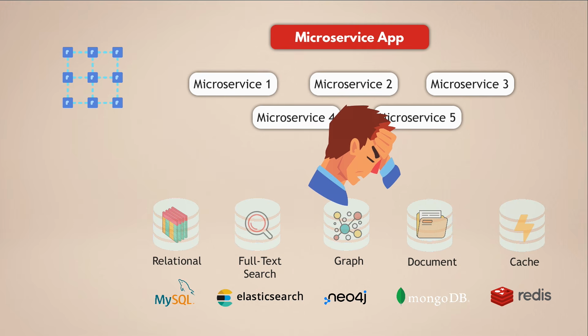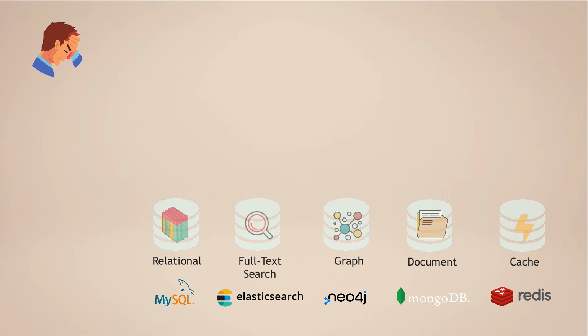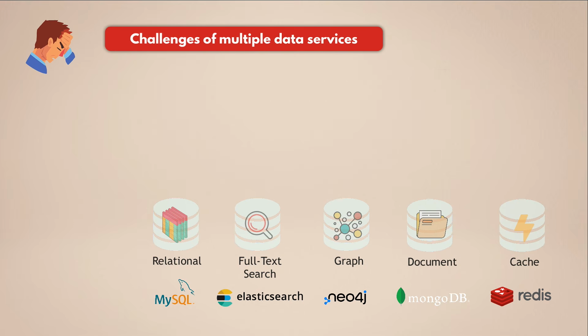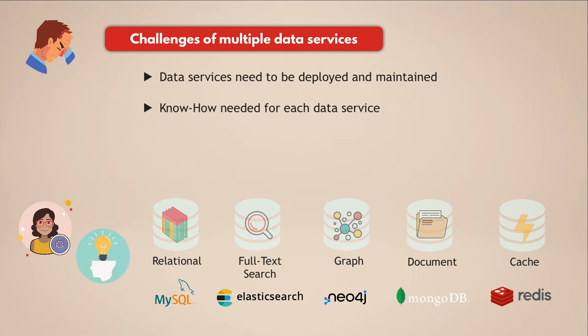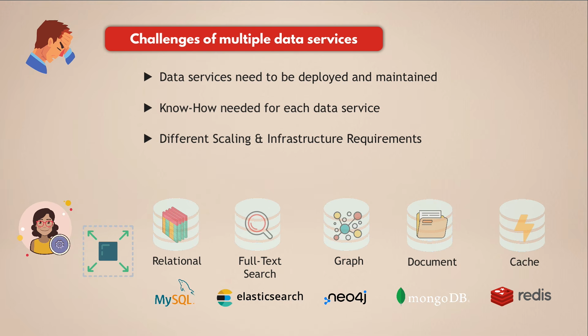Now, it's obvious that this is a pretty complex setup, but let's see what are the challenges of this setup. First of all, these data services need to be deployed, run, and maintained, right? This means your team needs to have some kind of knowledge on how to operate all these data services. Plus, of course, for high availability and better performance, you would want to scale your services, and each of these data services scales differently and has different infrastructure requirements. And that could be an additional challenge. So overall, using multiple data services for your application increases the effort of maintaining your whole application setup.